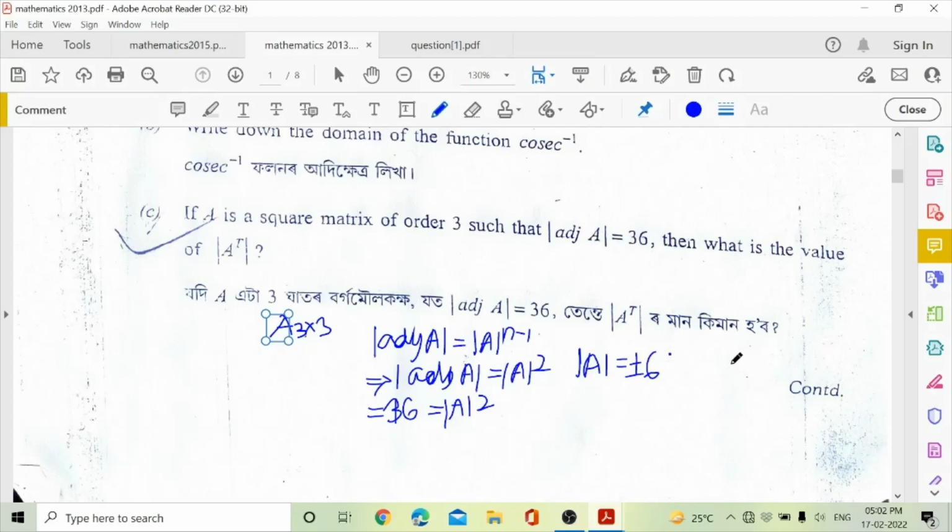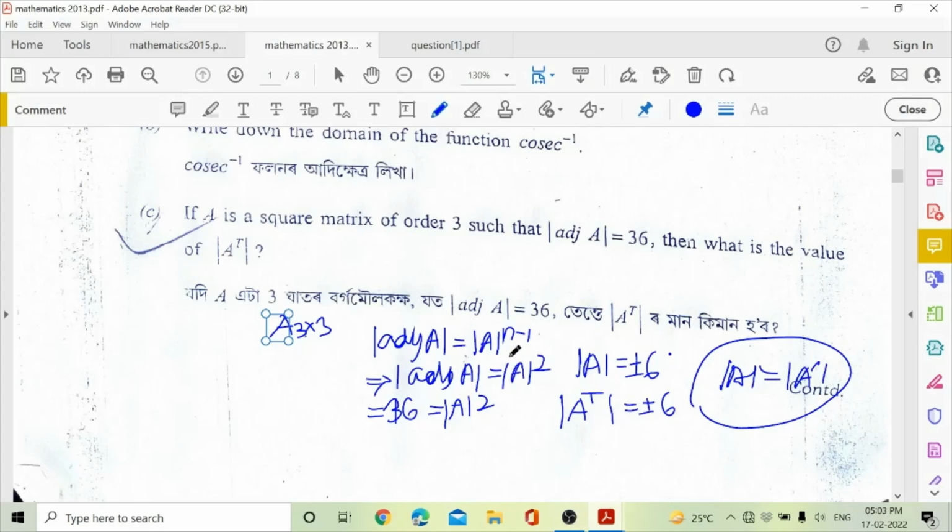One another property is there: determinant of A is always equal to determinant of A transpose. Am I correct? That's why whatever may be the value of determinant of A, it will be the value of determinant of A transpose. Somewhere you will have A to the power T or A dash, A prime. Then that's why using this property, we can easily write determinant of A transpose equal to plus minus 6. Because determinant of A is always equal to determinant of A transpose.